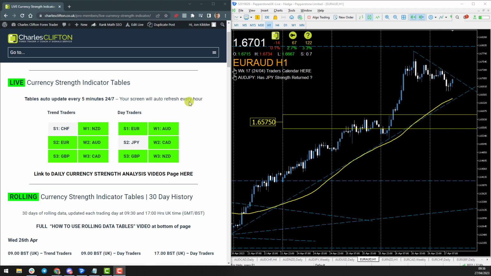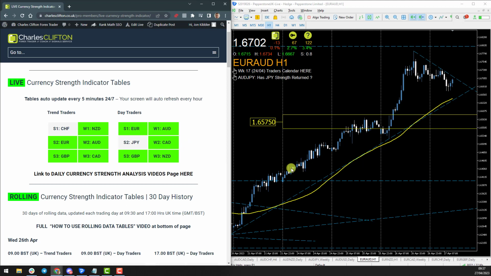Here you can see we have our currency strength indicator tables in front of us, and today they are telling us to stick with Euro Aussie to the upside. Now, in yesterday's video update, if you haven't caught it yet, then go back and watch it, because we show you how to identify a pre-signal and a confirmed signal using the tables.